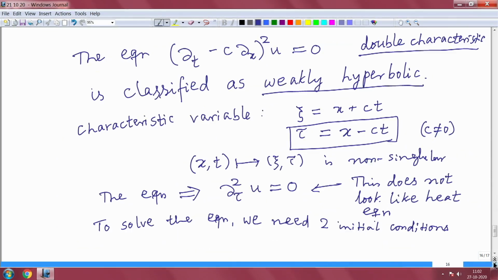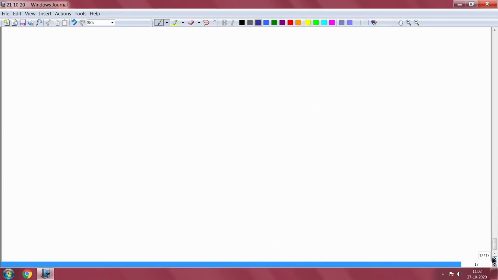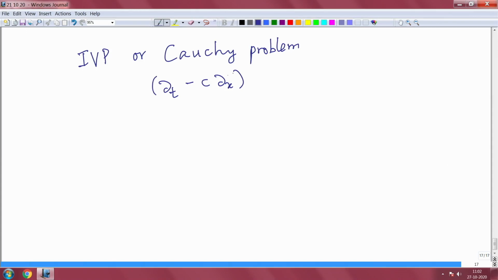Okay, now let us quickly consider the initial value problem or Cauchy problem of this double characteristic equation: del t minus c del x whole square u equal to 0. As I said, it requires two initial conditions.